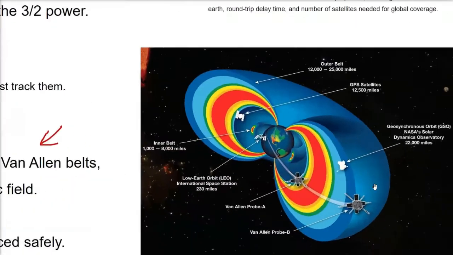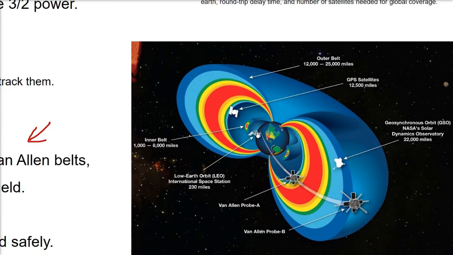Let me show you here the red and the yellow part. This is the Van Allen belt. This is the inner belt, around 1,000 to 8,000 miles, and you cannot have a satellite here. So it can be between Earth and the first belt, or between the first belt and the second belt. The second belt, the outer belt, is 12,000 to 25,000 miles. You cannot have any satellite here. So between Earth and the first inner belt, between the first and the second belt, and after the second belt, these are the only 3 possibilities.